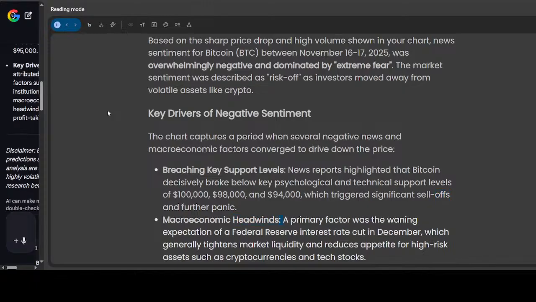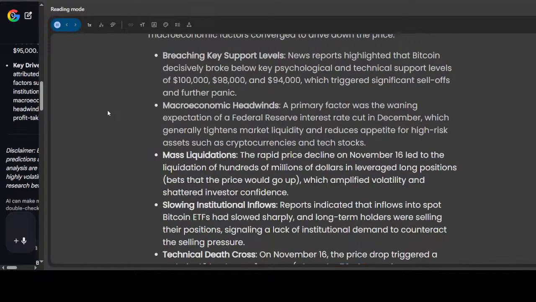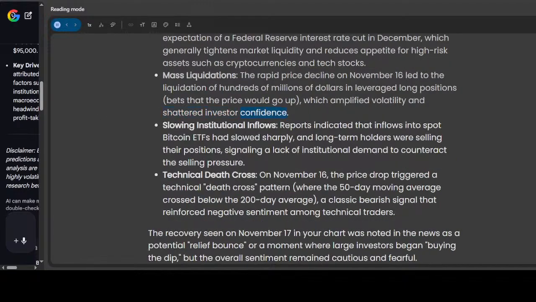Macroeconomic headwinds. A primary factor was the waning expectation of a Federal Reserve interest rate cut in December, which generally tightens market liquidity and reduces appetite for high-risk assets such as cryptocurrencies and tech stocks. Mass liquidations. The rapid price decline on November 16 led to the liquidation of hundreds of millions of dollars in leveraged long positions, bets that the price would go up, which amplified volatility and shattered investor confidence.